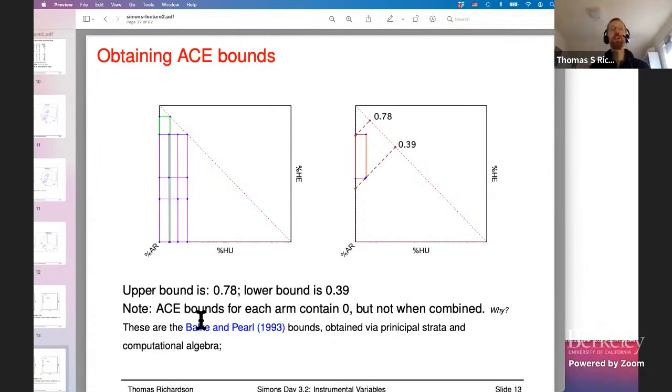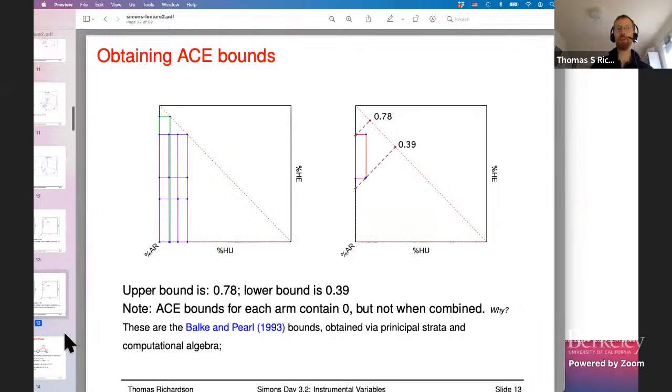So the bounds that I've shown you were originally derived by Balke and Pearl, who obtained them from a different perspective, where they had types for both the compliance behavior and the response, and they used computational algebra. What's nice about this approach is that it allows us to see where those bounds are coming from. And we'll also see that it generalizes to situations where there are more Z arms, but X and Y are still binary.